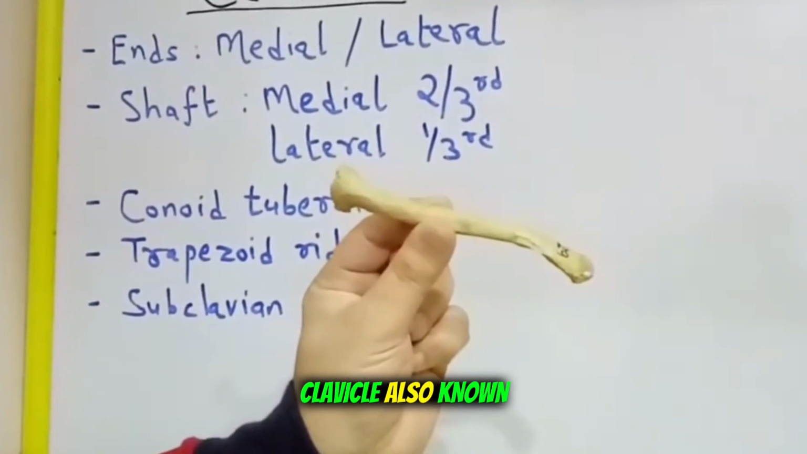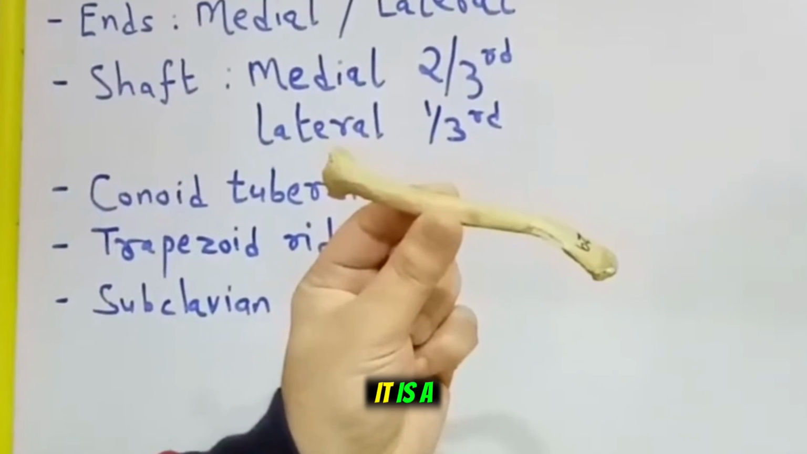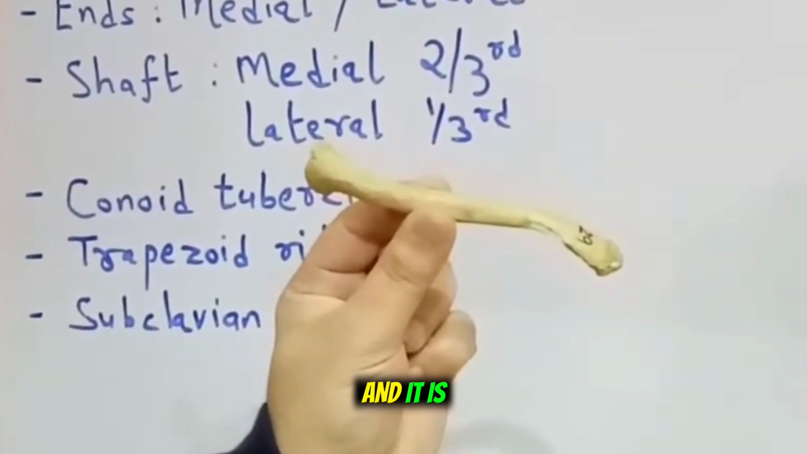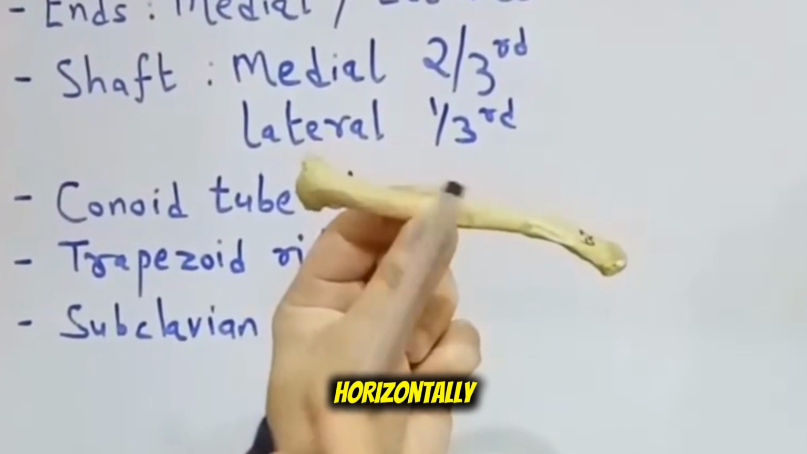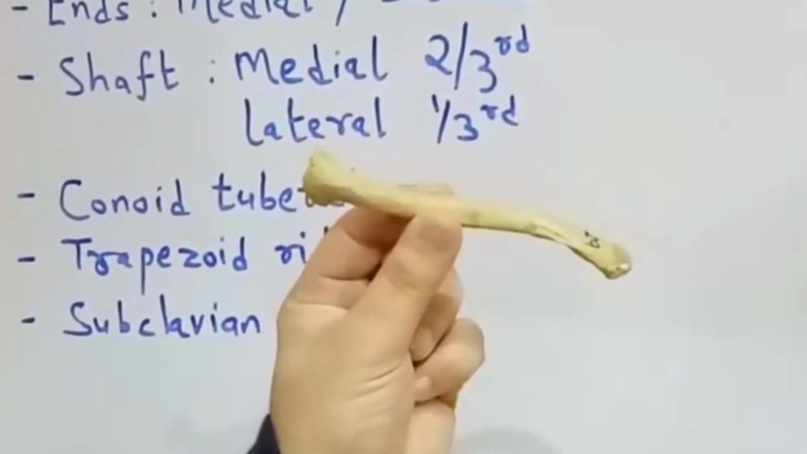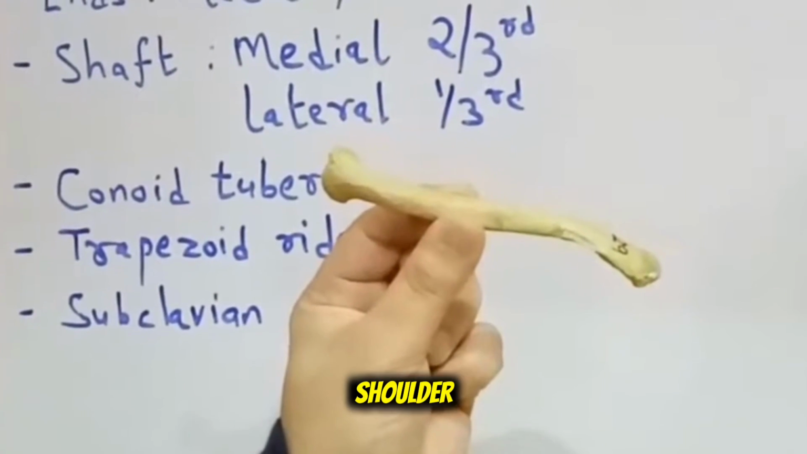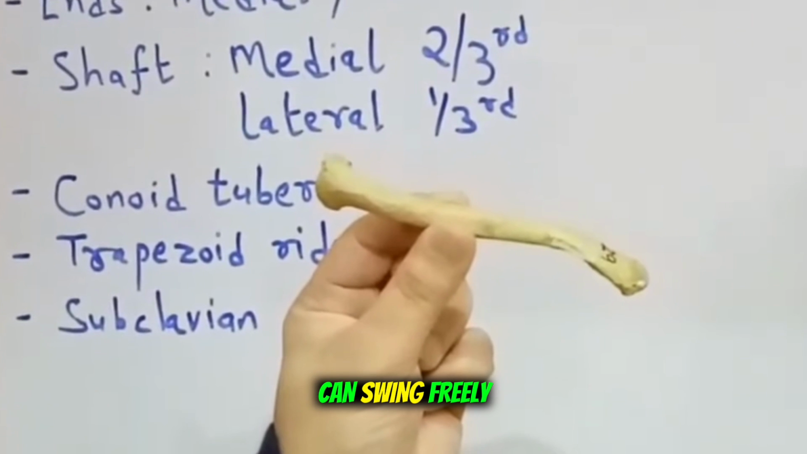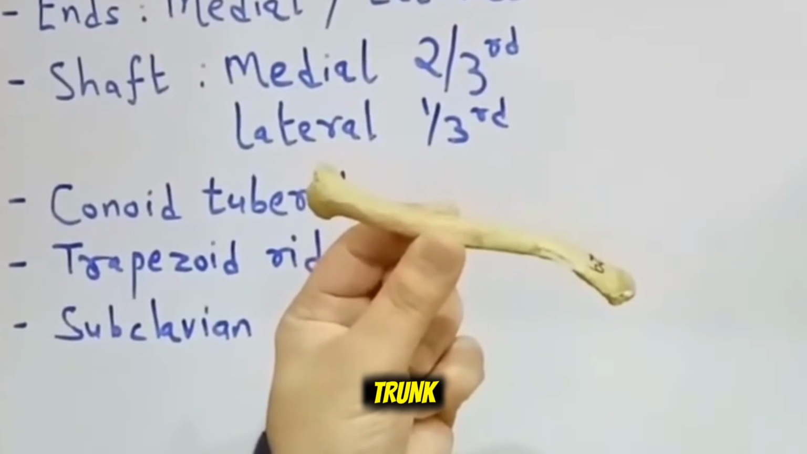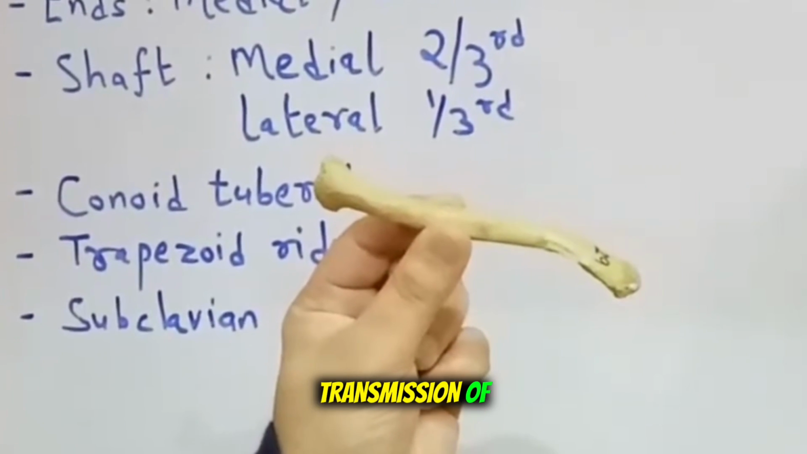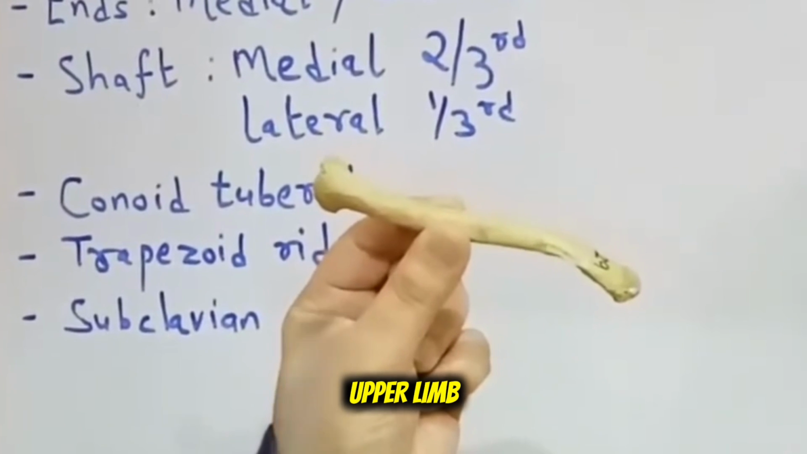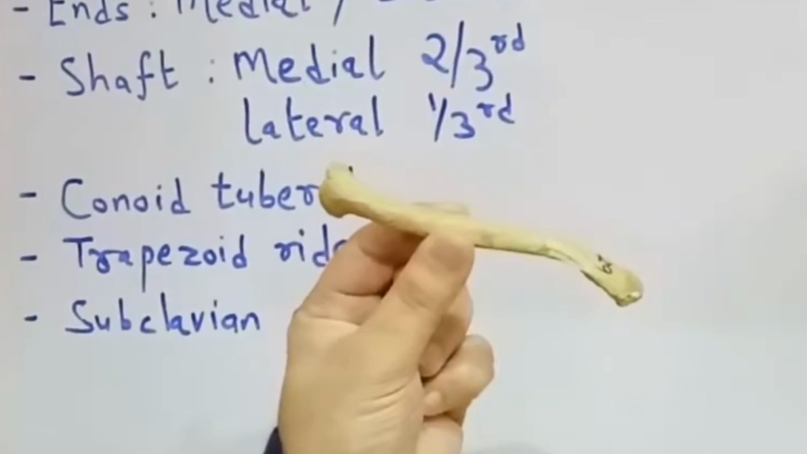This is the clavicle, also known as the collarbone. It is a typical long bone, and it is the only long bone that lies horizontally in our body. It is also subcutaneous throughout. It supports the shoulder so that the arm can swing freely away from the trunk, and it also helps in the transmission of weight from the upper limb to the sternum.